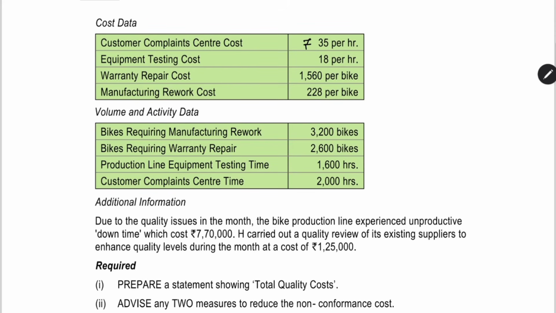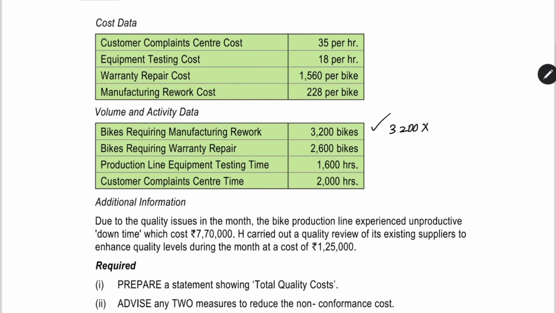Here we have to understand how much the customer complaint center costs. It is rupees 35 per hour. For 1 hour of customer complaint center timing, you have to pay 35 rupees. How many hours actually? 2000 hours you actually spent on it. For 1 hour it is 35 rupees, so for 2000 hours it will be 2000 into 35. Like this you have to find out the cost for each activity.